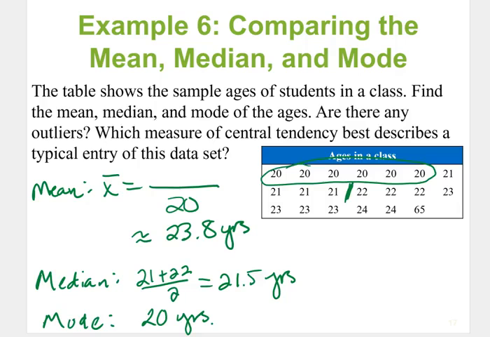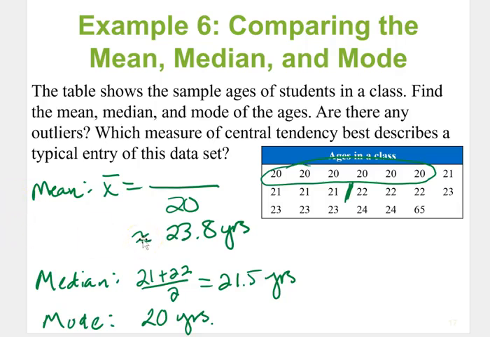All right, so let's compare all 3 of these. They're all pretty close to each other, right? They're 23.8, 21.5, and 20. All very close. But again, that mean is really being affected by that 65-year-old in the class, whereas that 65-year-old really doesn't affect the median all that much. And then the mode, well, the mode is just the mode. I just happen to have a lot of 20-year-olds.